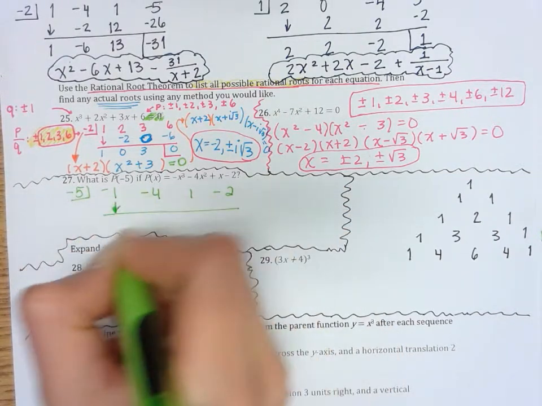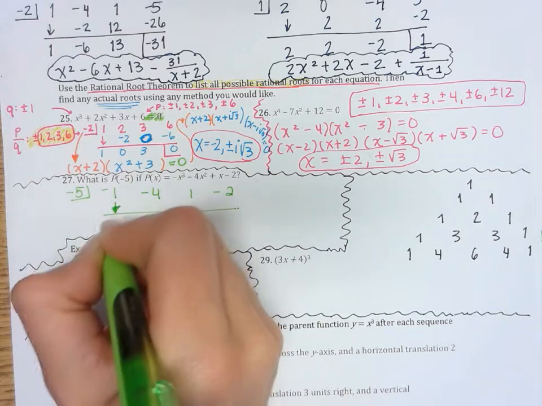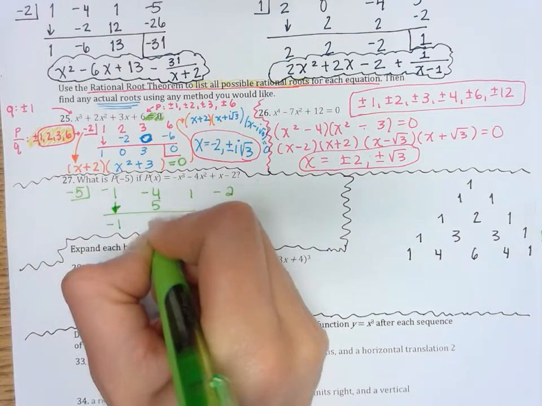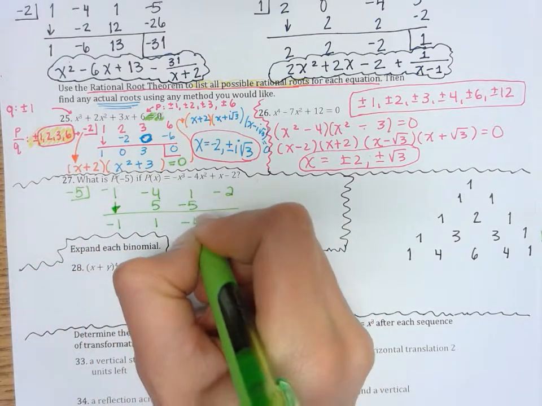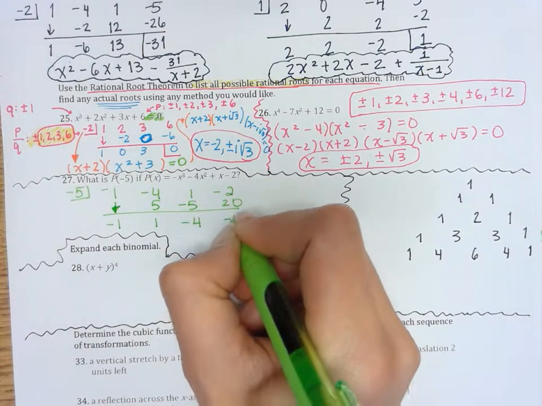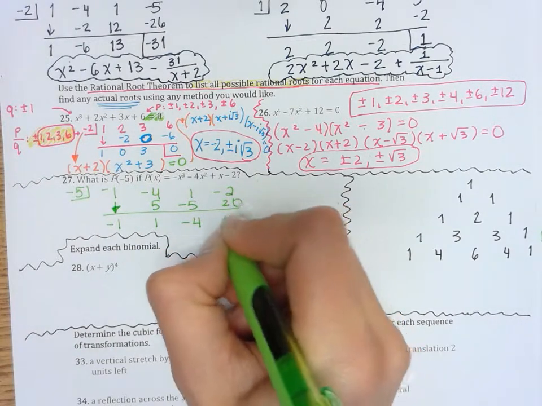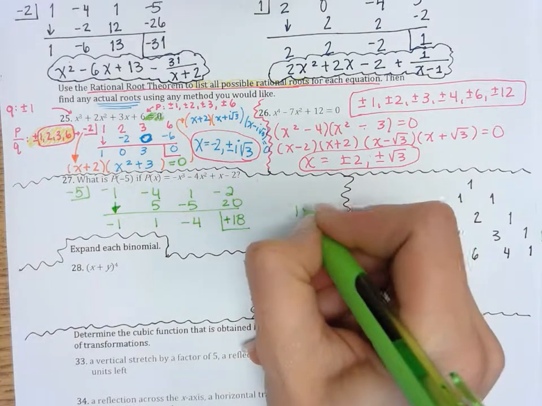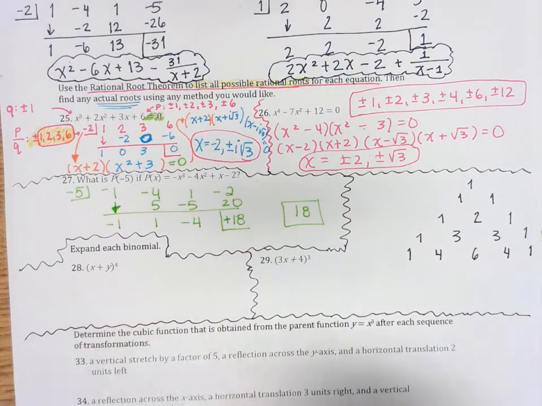If you just plugged in, remember no calculators on a test or quiz. So just make sure you're working it all out correctly. You should have gotten 18. All right, so my answer is 18 right there. You should have gotten the same.